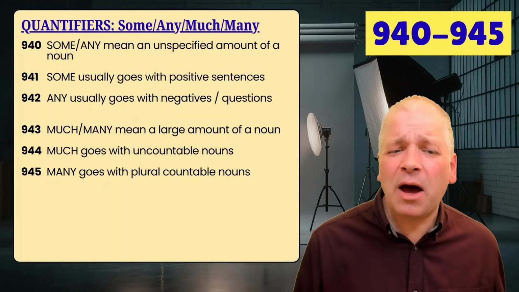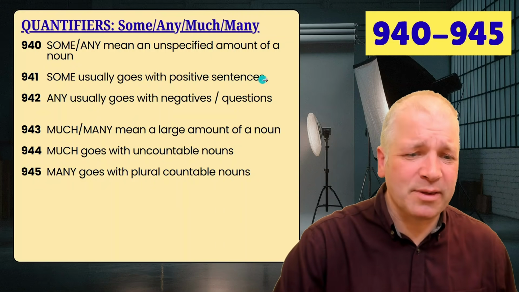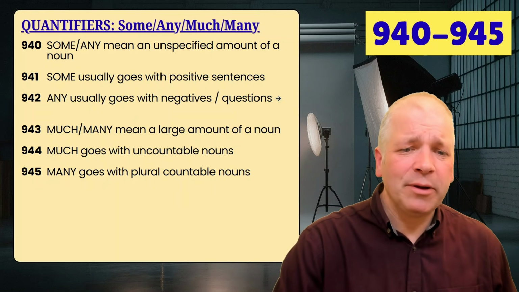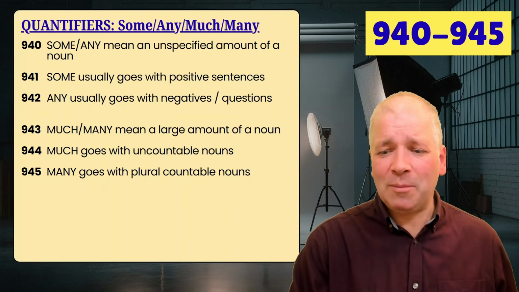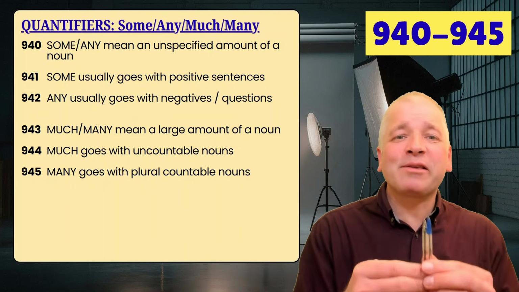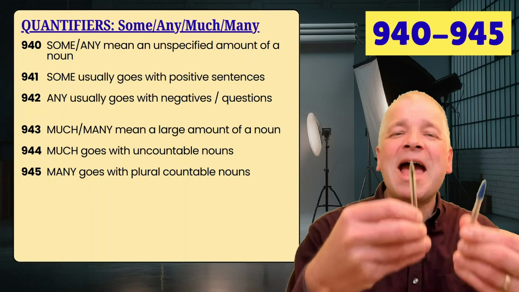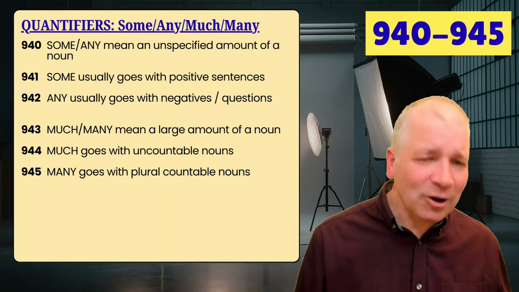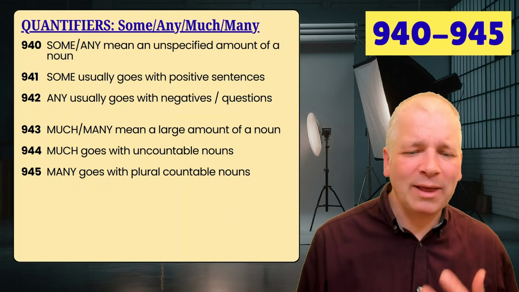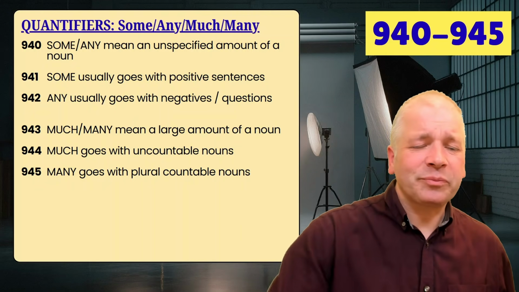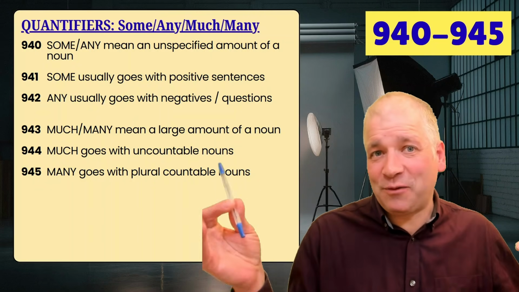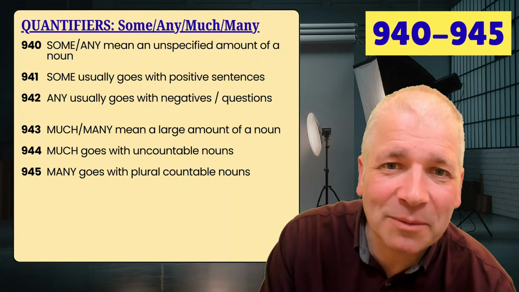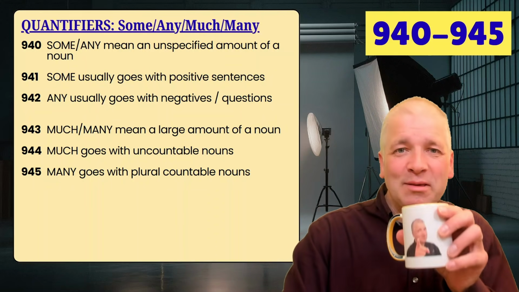Some and any mean an unspecified amount of a noun. Some is usually used with positive sentences, any with negatives and questions. So, for example, I'm looking at the room at the moment. I've got some pens, but do you have any pens? Much and many mean a large amount of a noun. Much is used with uncountables, many with plural countable nouns. So I've got many pens here. Let's imagine I've got lots, but I haven't got much water in my cup, because water is uncountable.